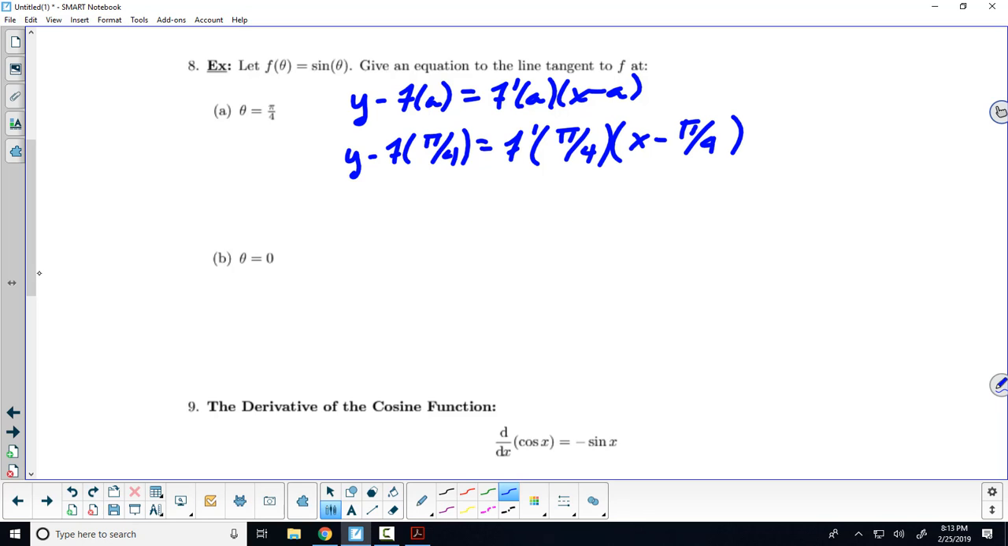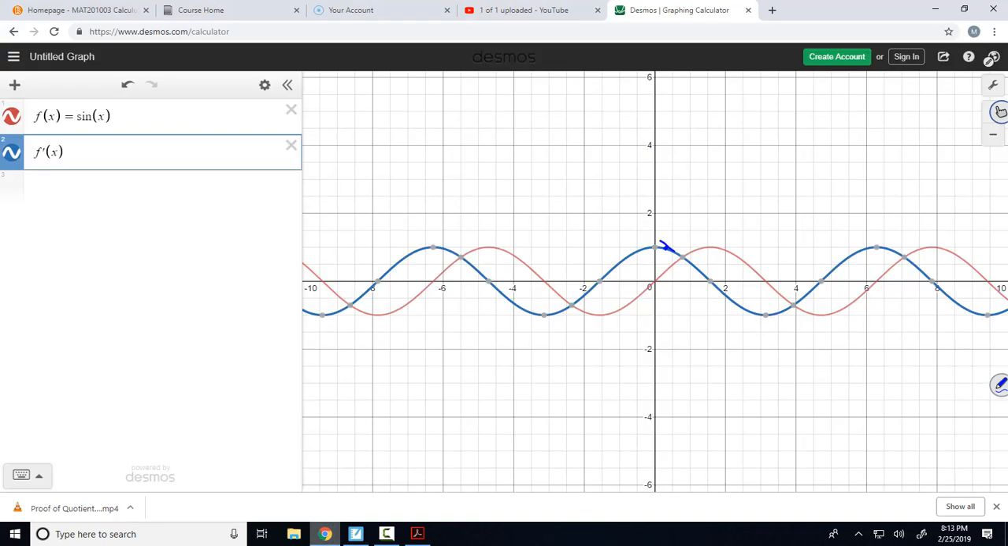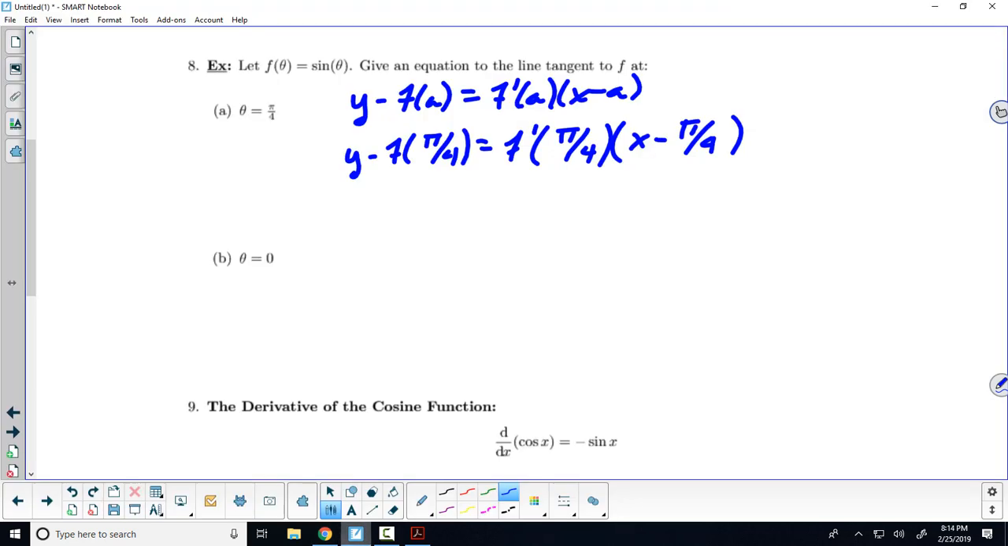Okay. Wait, a pi over 4, isn't that the maximum, so there's a horizontal tangent? I think you're thinking pi over 2. Pi over 4 on my sine function is right about here. And I'm looking for the equation of that line right there. So not a maximum. It is where it's rising the steepest, which is interesting. But it's not a peak or valley of the sine curve.